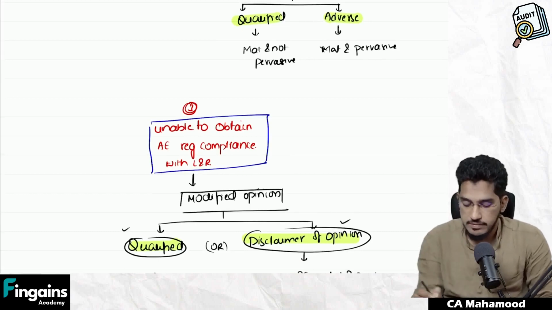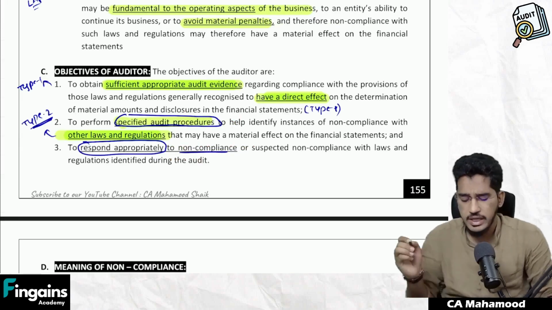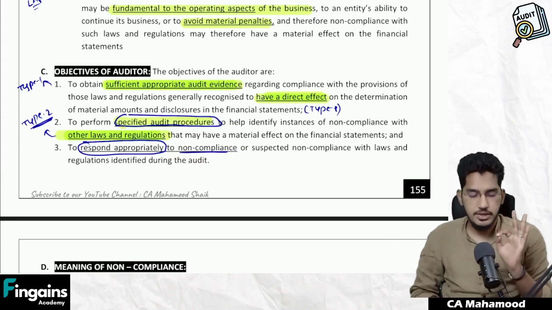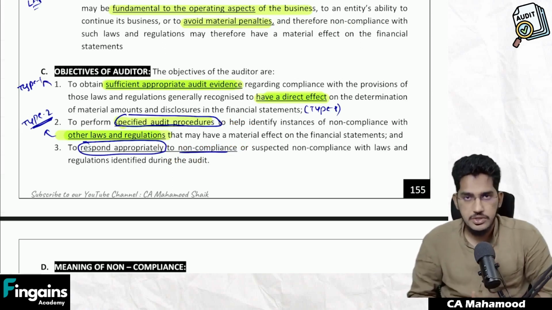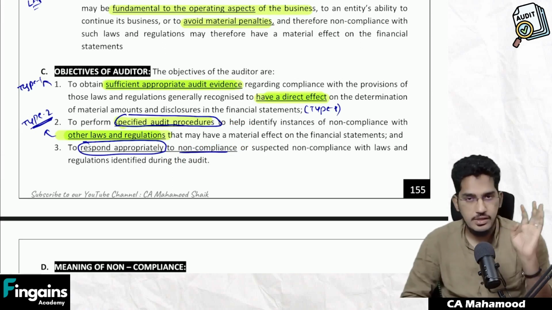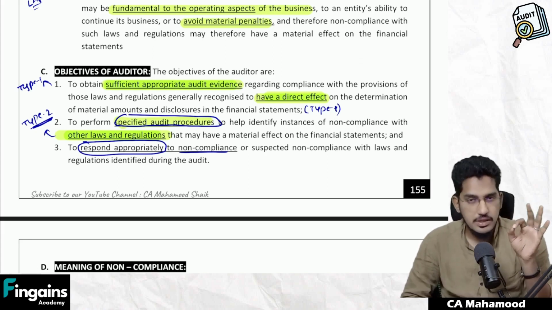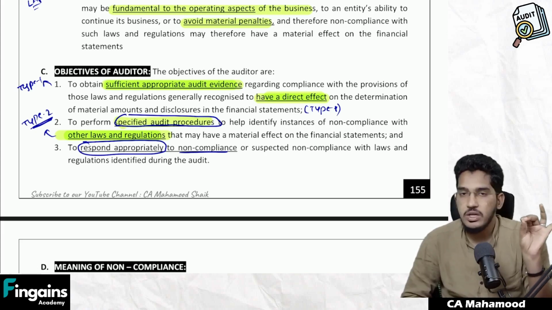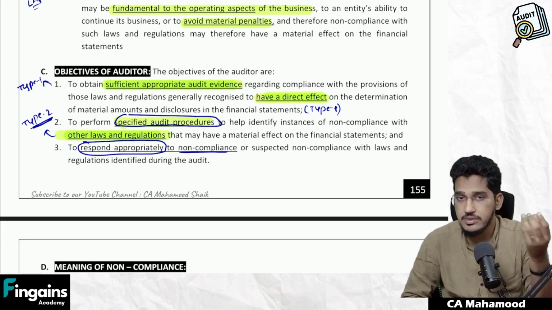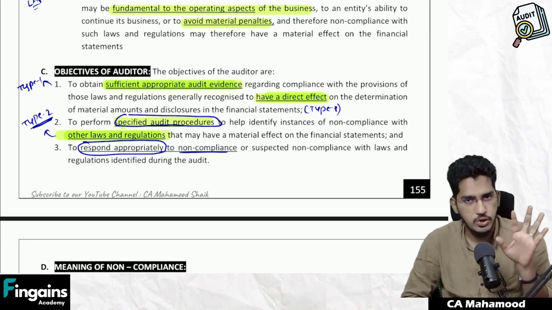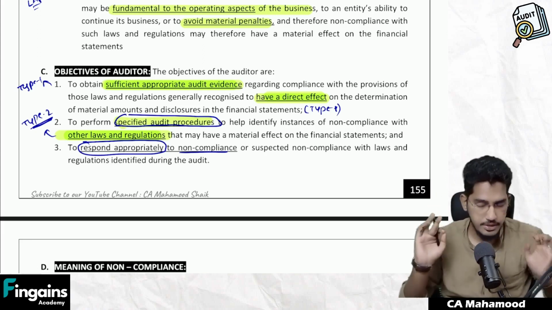So, three objectives. If they ask you what the objectives of the auditor are as per SA 250, what will you say? Three objectives. When it comes to Type 1 laws and regulations, perform in-depth audit procedures and try to obtain sufficient appropriate audit evidence. When it comes to Type 2 laws and regulations, try to perform only specified or limited audit procedures. Number 3, whatever your findings are, if you find any non-compliances or suspect any non-compliances, you have to report appropriately. How to report appropriately? That we have already covered.